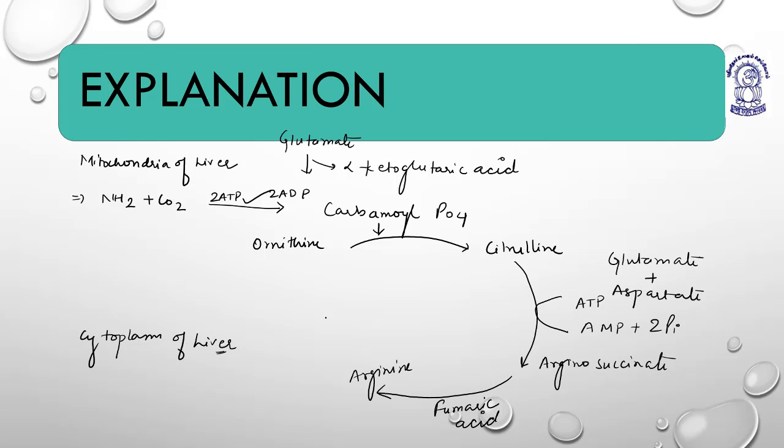This arginine is converted to ornithine again by giving water. So this arginine is converted into ornithine and the cycle gets repeated. There are many enzymes which are required during this process. I will write down the process like this.